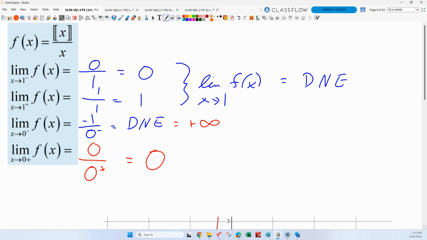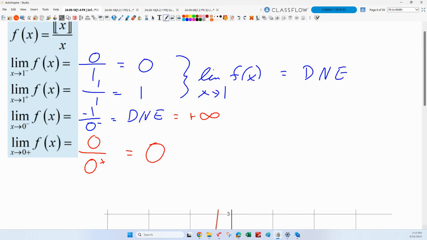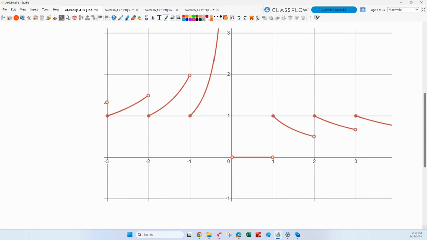Okay, so as we approach from the left, we should see positive infinity. As we approach from the right, it should be 0. Let's look at an actual graph of this thing. That's what we get. What do you know? As we approach 0 from the left, the thing shoots up to positive infinity. As we approach from the right, it approaches 0.